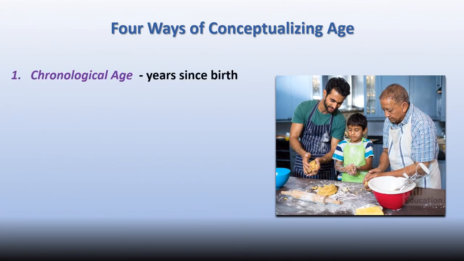So in developmental psychology, there are four ways of conceptualizing age, or four ways of talking about age. We can talk about age in the normal way, the number of years since birth. This kid's 10 years old, maybe assuming that's his dad in the picture, he's 32, and maybe the grandpa is 64. That would be chronological age.